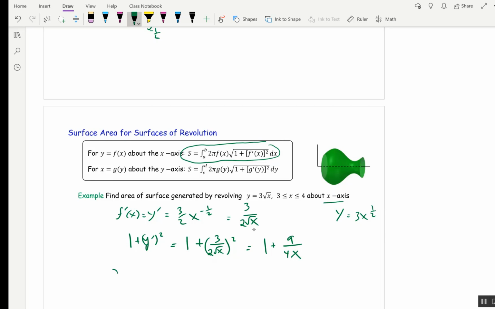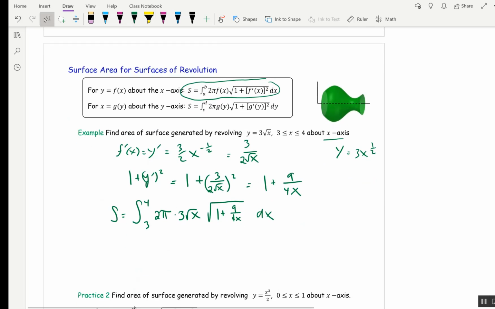I think we can start. S is equal to the integral from 3 to 4 of 2 pi f of x. F of x is 3 root x, and then square root of 1 plus 9 over 4x dx. All right, rule of square roots. Square root of a times the square root of b is the square root of ab. So I'm going to combine this as one square root.